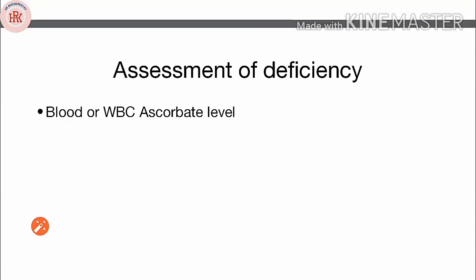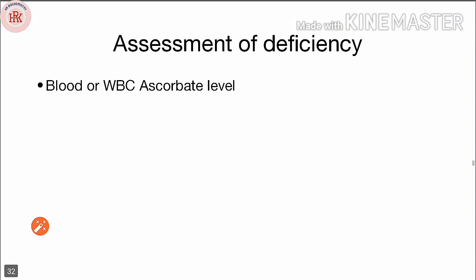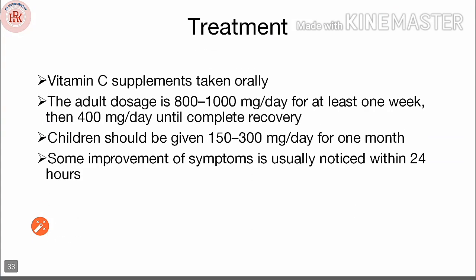How do we assess vitamin C deficiency? By blood or WBC vitamin C level, that is the ascorbic acid level. What is the treatment? Vitamin C supplementation is given orally, in adults 800 to 1000 milligram per day for at least 1 week, and then 400 milligram per day until complete recovery happens. And in children the dose is somewhat less, 150 to 300 milligram per day for 1 month should be given. And improvement of symptoms is usually noticed within 24 hours. So this is the treatment part.